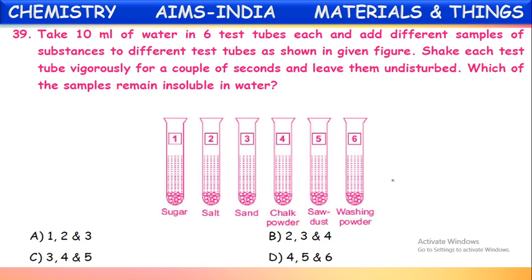Now the question is, shake each test tube vigorously for a couple of seconds and leave them undisturbed. So first they are shaking all these test tubes vigorously and they kept them undisturbed for a certain time. Now, which of the samples remain insoluble in the water? Now, they're asking which of these substances are not soluble in water. They will remain undissolved at the bottom or in the water. So, which will be undissolved among these?